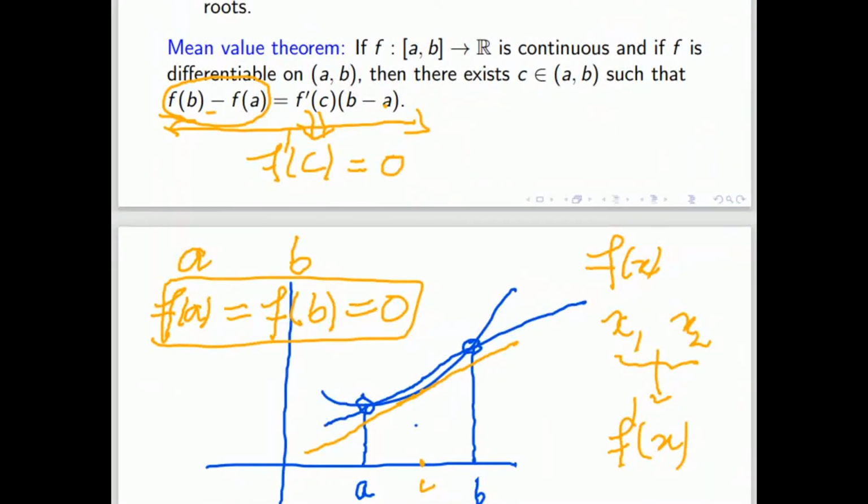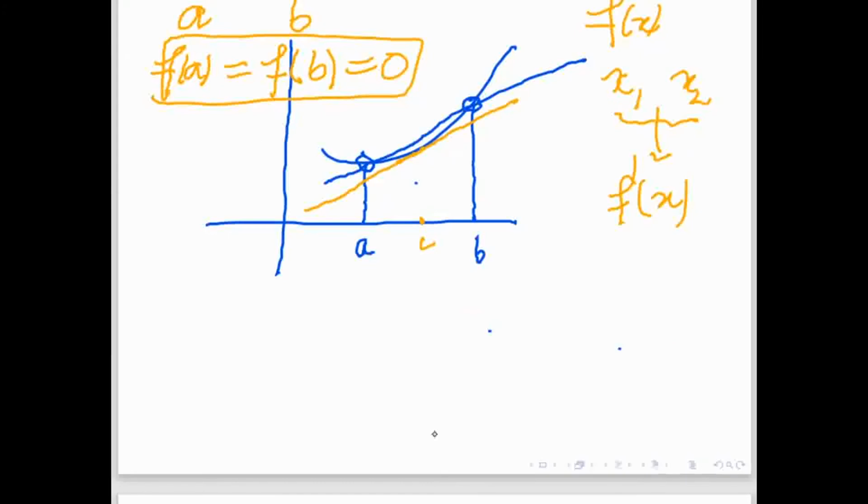Is it clear to everyone? Like if you have any function, if you have 2 roots, its derivative also has a root in between. That is the mean value theorem. Is it clear to everyone? Do you want me to repeat? For example, if you give me 2 roots of sin x, I can give 1 root of cos x.